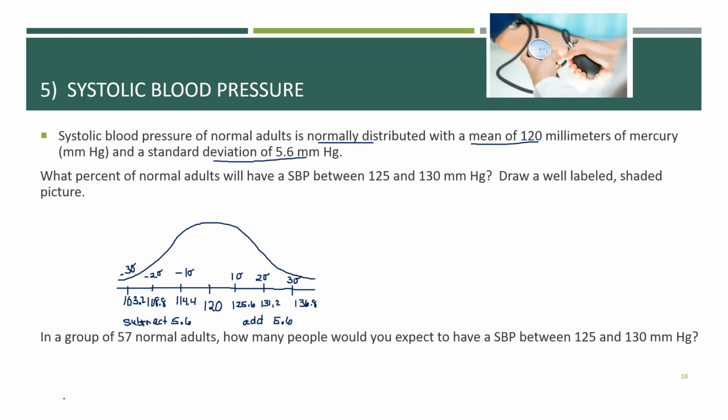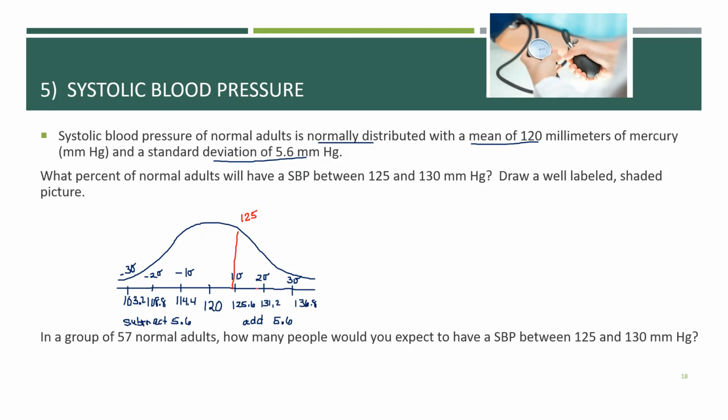So the next thing that they're telling me is that I am looking for the percent of normal adults with a blood pressure in the range of 125 to 130. So I'm going to estimate where both of those are on my curve. So 125 would just be right before 125.6. So right in here, right before my 1 standard deviation mark.